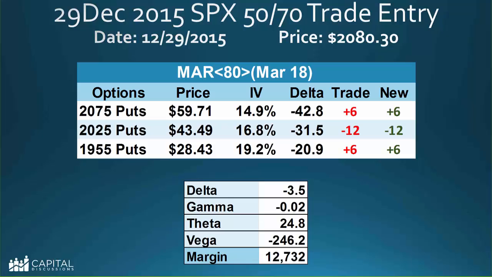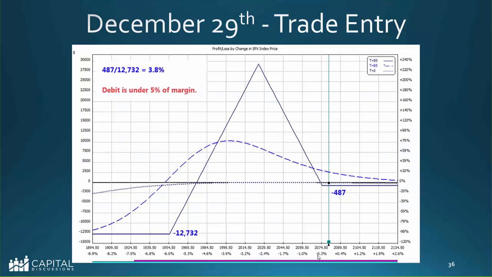So if we started with a 50-70 split, then 12,700 margin, and the trade looks like this. So it actually worked out pretty well. We didn't even have to reverse Harvey this upper long, because we're already starting at 3.8% of the margin in use for our debit. So that looks like a fine entry.